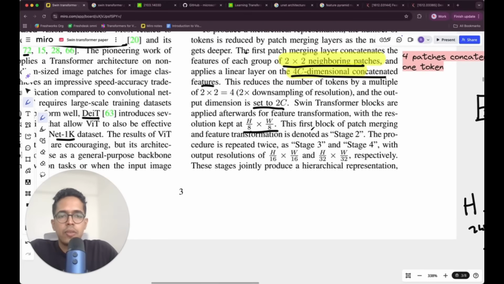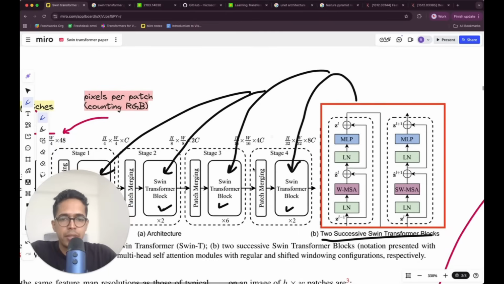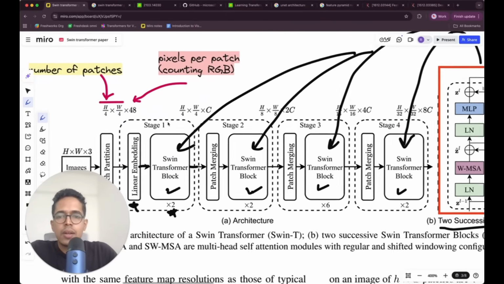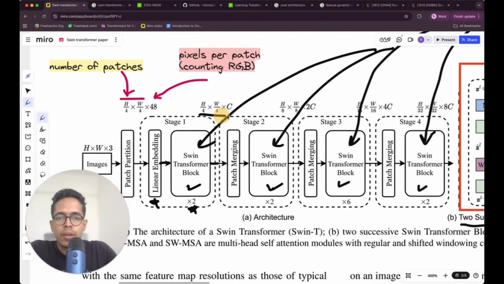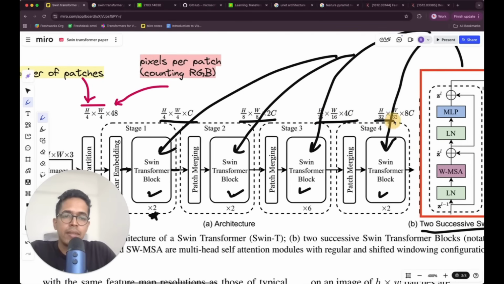This first block of patch merging and feature transformation is denoted as stage 2, and then there is stage 3 and stage 4. So in stage 3, H by 8 will become H by 16, W by 16. I think 2C might become 4C if I am not wrong. I just want to see the image. Yeah, so here you have H by 4, W by 4, C. Here you have H by 8, W by 8, 2C. Here you have H by 16, W by 16, 4C. Here you have H by 32, W by 32, 8C. This is what goes through stage 1, 2, 3, 4.